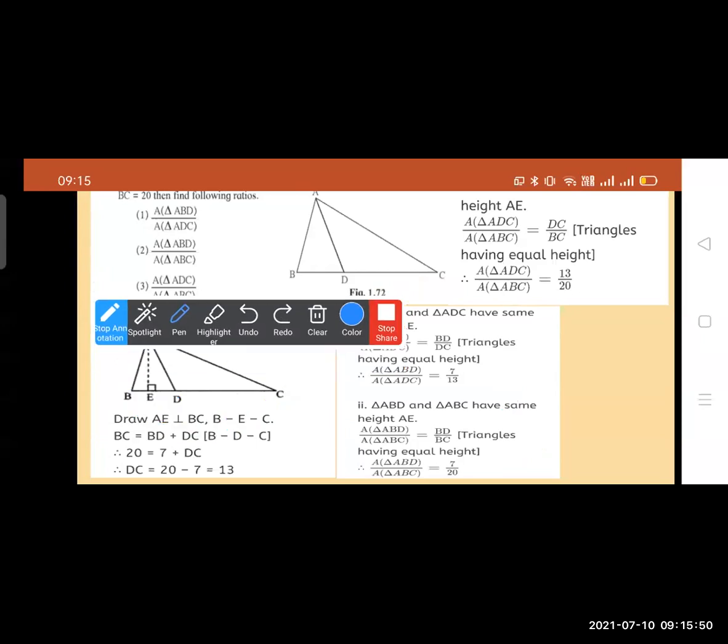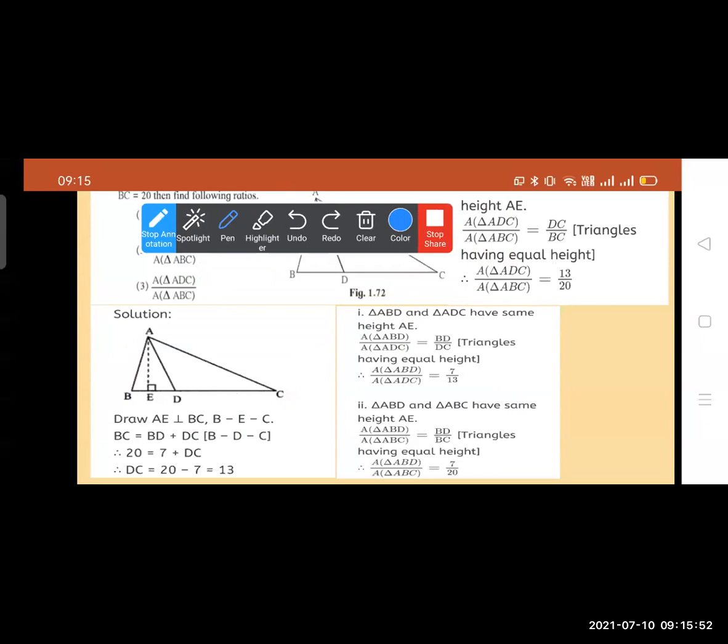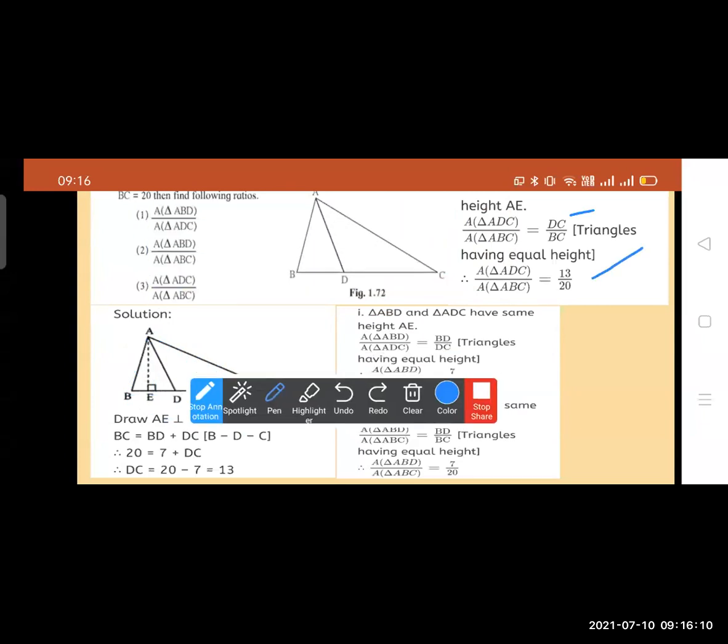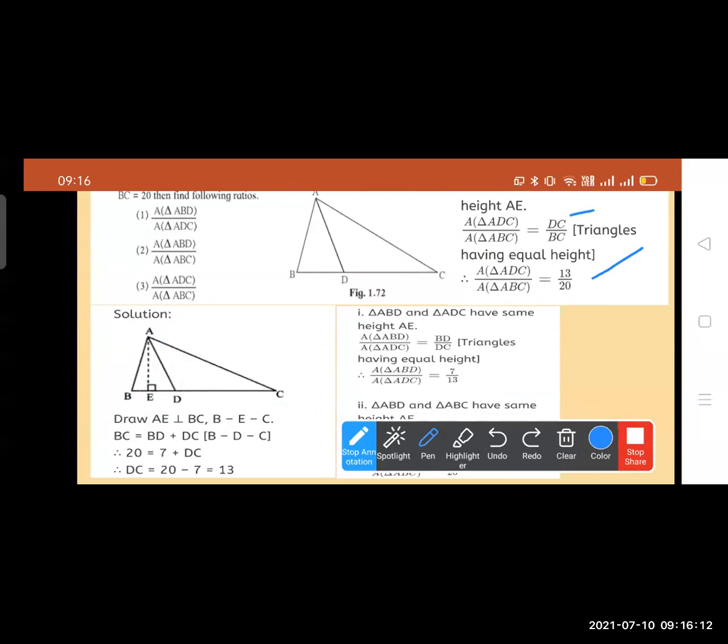Area of triangle ADC and the ratio to ABC. Again in these triangles, we have common height. Then we find the ratio DC by BC. So DC is 13 and BC is 20. In this way, we find their area ratio. Okay, clear?